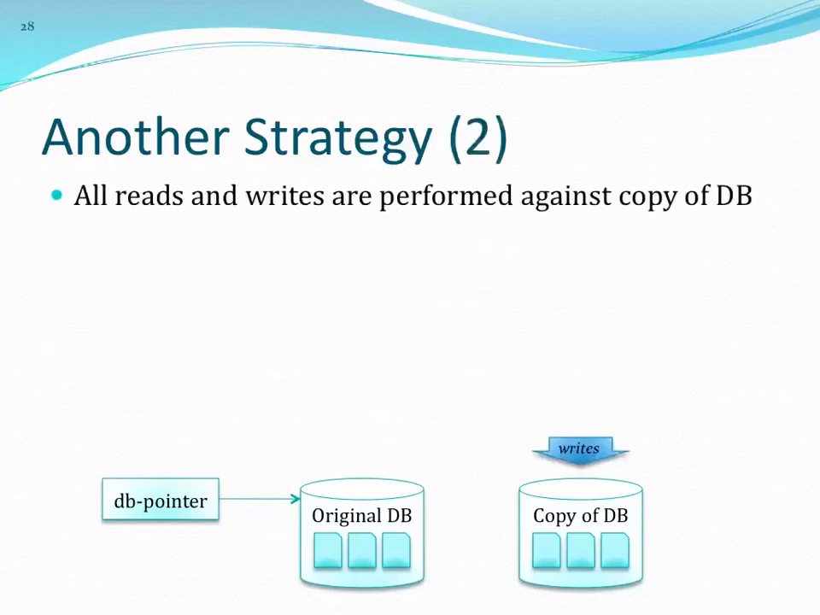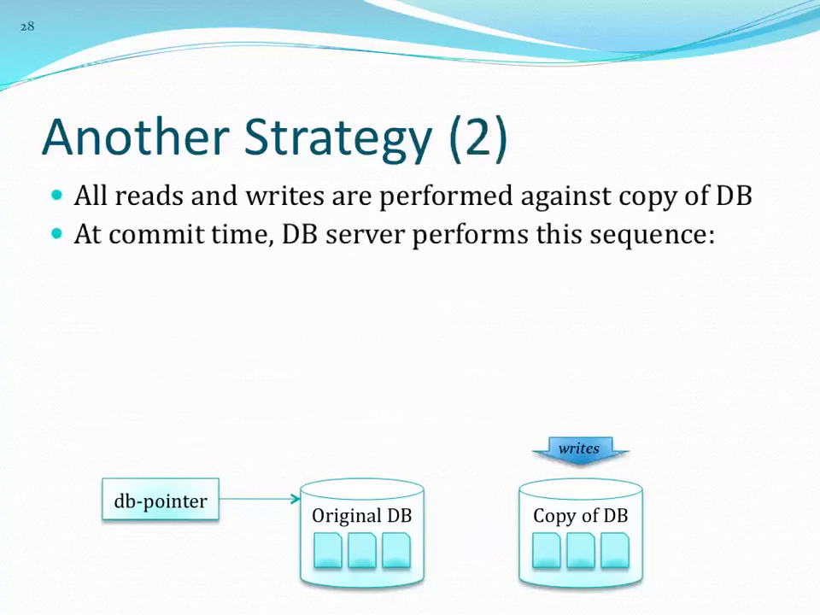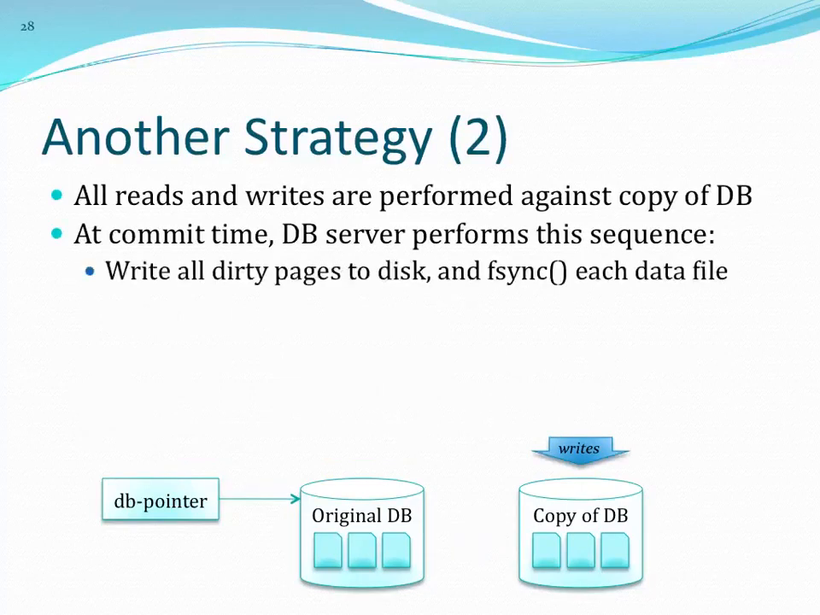So we perform our reads and writes against this copy. And so here's what we do at commit. We write all the dirty pages to disk. We do that series of steps that we had before. For each file, we iterate through the dirty pages in that file and write each one out. And then we sync each file. So we know that the data is on the disk.